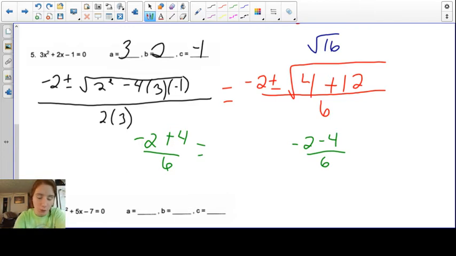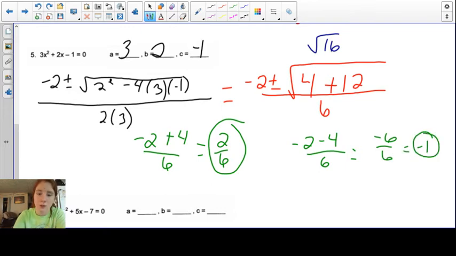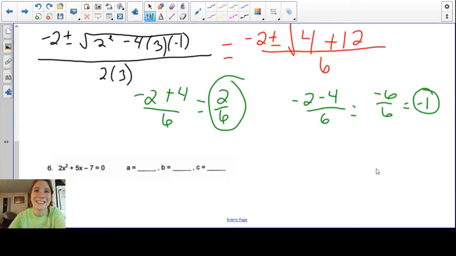Negative 2 plus 4 is going to give me positive 2 over 6, which isn't going to give me a pretty answer. And I have negative 6 over 6, which will give me negative 1. So my answers are 2 over 6 and negative 1. I'm going to extend this so you can see the next problem.